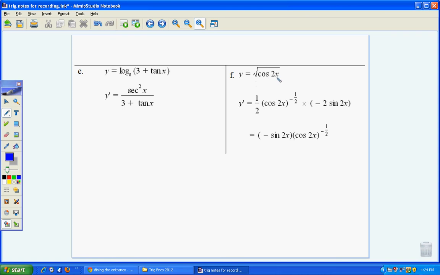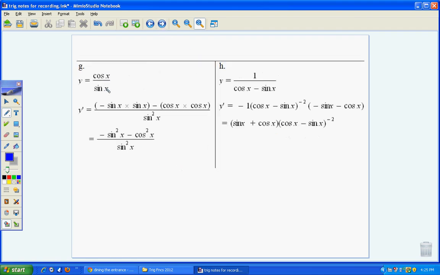This one would be the chain rule because it's cos of 2x all to the power of a half. The square root makes it the power of a half, so we bring the power down, subtract 1 from the power, the bracket hasn't changed, then we multiply by the derivative of the bracket, and the derivative of cos 2x is minus 2 sin 2x. You can just bring that out the front, you could leave it like that as well. The half and the 2 cancel though.